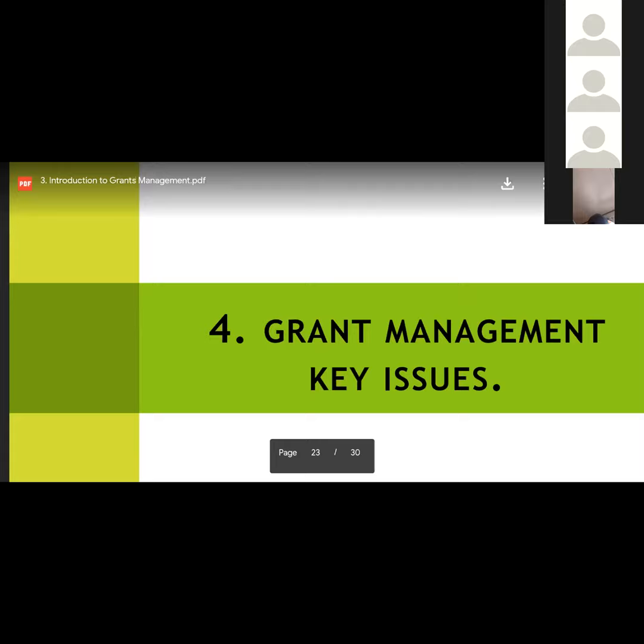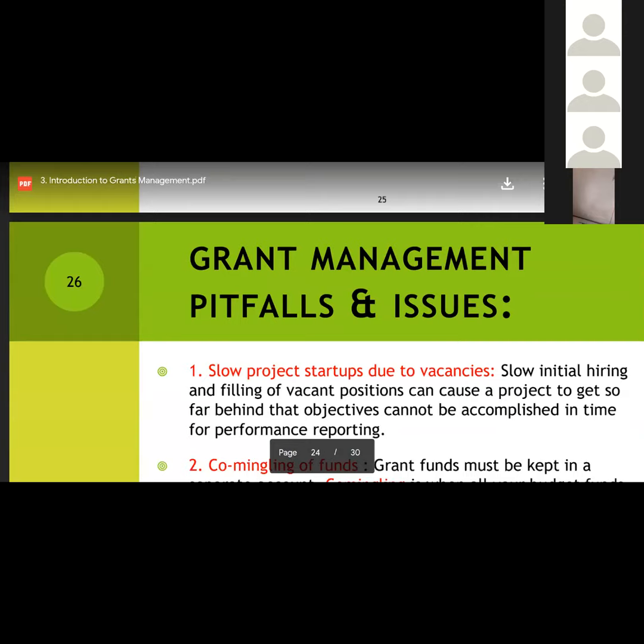We are actually able to implement grants without challenges on the key issues that come in the grant management process. And what I will do here is summarize some key issues that are involved in the grant management processes. Some of the key issues that we find will involve pitfalls and issues that come in this particular process.